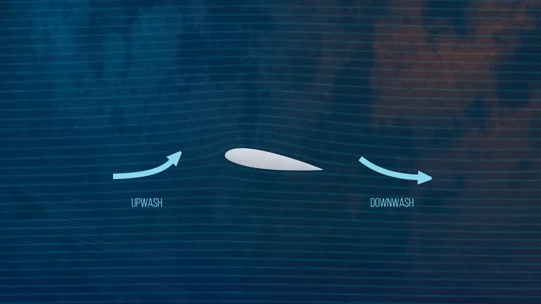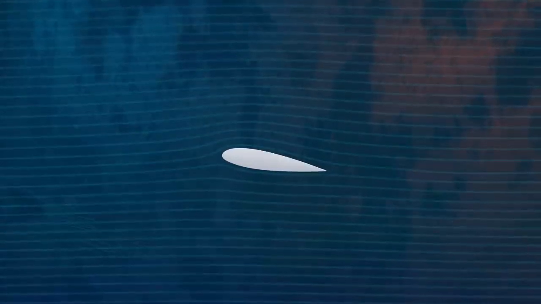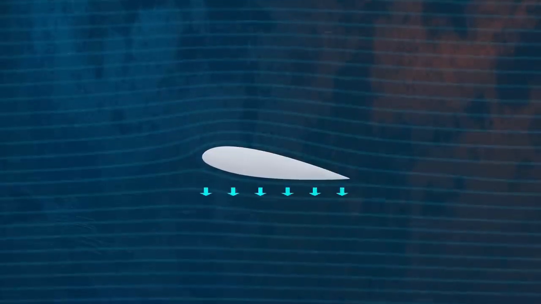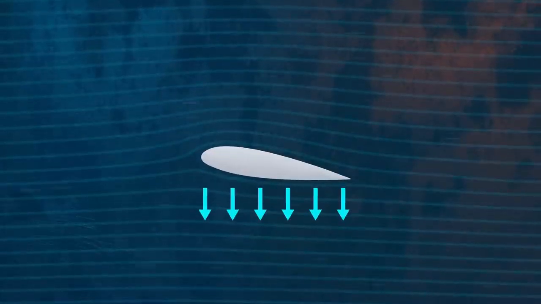Newton's third law tells us that for every action, there is an equal and opposite reaction. The airfoil must be imparting a force on the air to create the downwash, and so based on Newton's third law, there must be a corresponding reaction force acting on the airfoil.